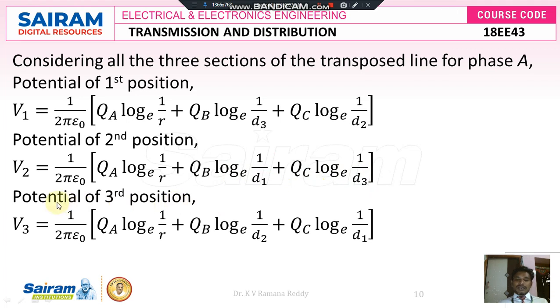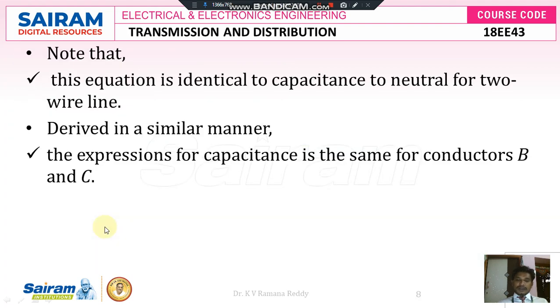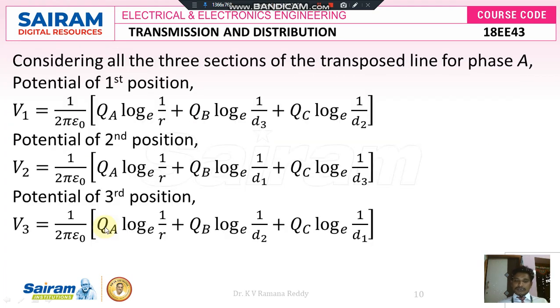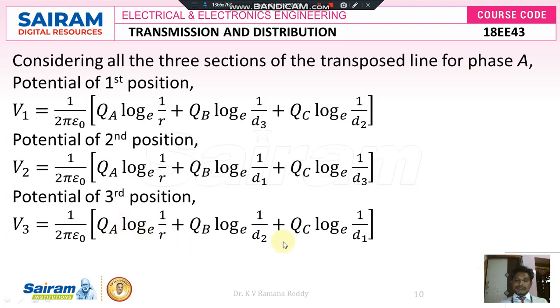Similarly, the potential at the third position, V3, is equal to 1 by 2 pi epsilon naught, QA ln of 1 by r, QB ln of 1 by d2, QC ln of 1 by d1. Because at the third position, C to A is d2 and C to B is d1. So I can write d2 at this place and d1 at this place.